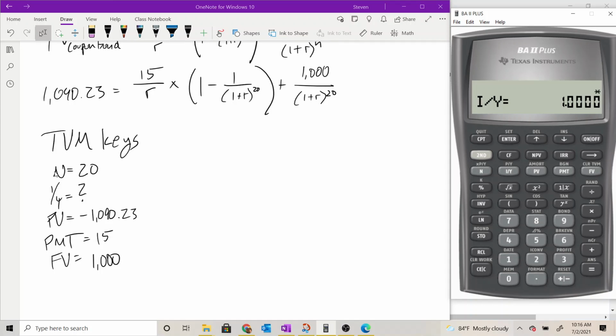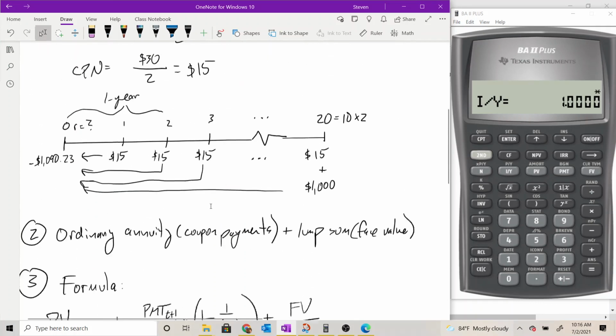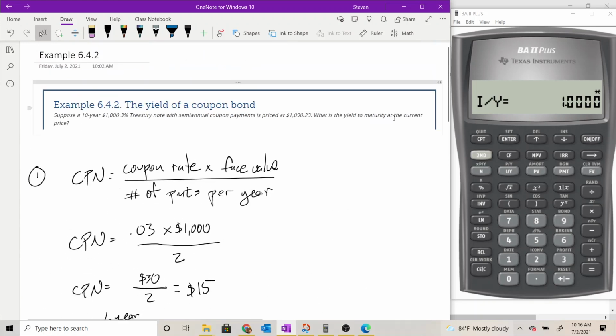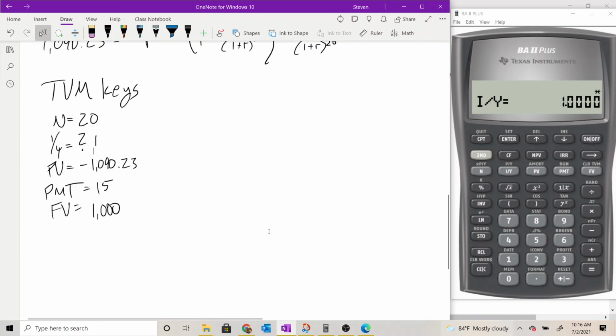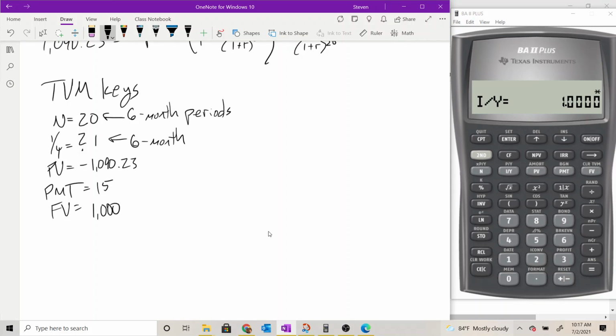Okay, I'm getting 1 here, and here's where we have to be careful with the definition of yield to maturity, because the problem did ask for the yield. What is the yield to maturity at the current price? Well, yield to maturity has a specific definition. We've talked about the definitions, but one part of it is that it's always expressed as an APR, or annual percentage rate, with the appropriate compounding. And the rate that we just solved for is not an annual rate because the cash flows are not happening annually. This N of 20, that is 20 six-month periods. So what the calculator just gave back to us is the 6-month effective rate.